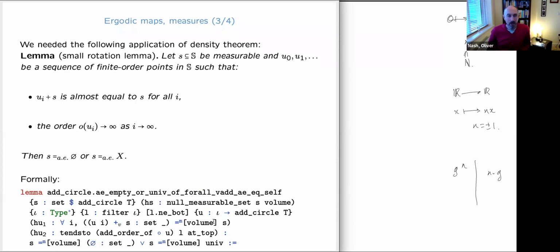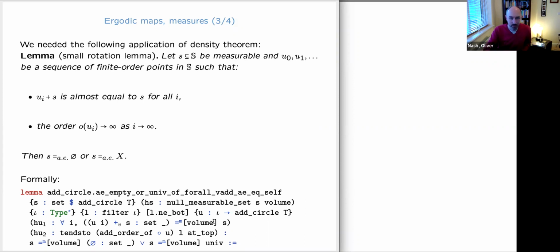But we needed more. We also needed them to be ergodic. And actually, it was a bit of effort to prove that. So ultimately, I proved it via what I'm going to call this small rotation lemma. Here I've got the informal and formal statements side by side, because I'm hoping to convey a sense of where we are in terms of natural language versus formal language. So I'll call this lemma the small rotation lemma.